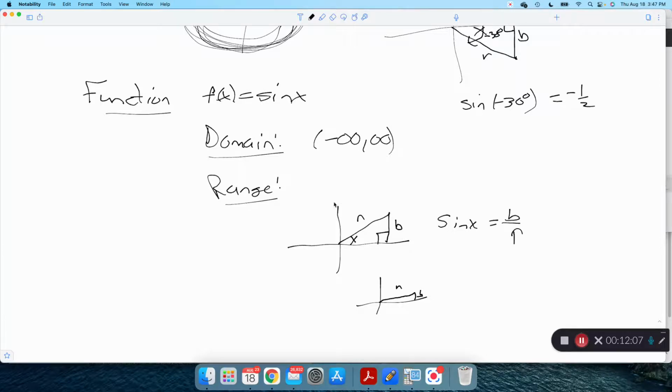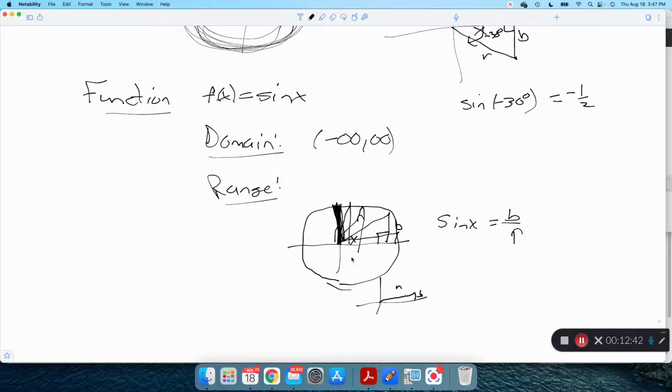Imagine we're just rotating around. Imagine we're on a circle of radius r. So we've got all these different triangles we can draw. Where does b get the biggest? Right here. At 90 degrees. Right there, b and r are the same thing. What's anything divided by itself? 1. B will never be bigger than R. So the biggest sine can get is 1.